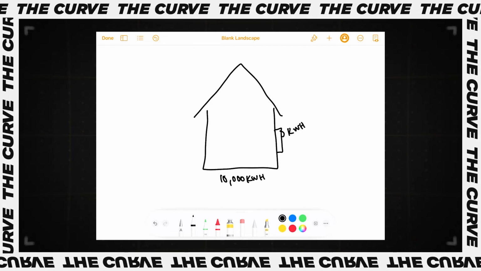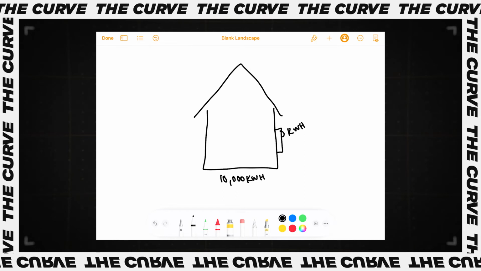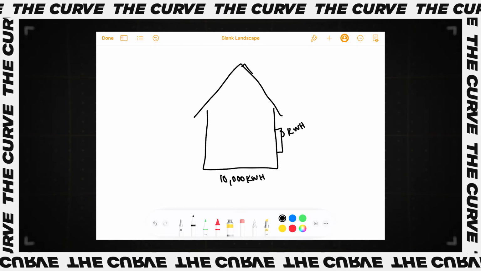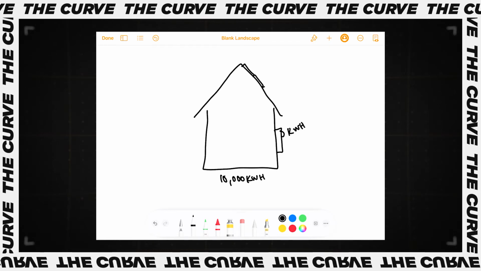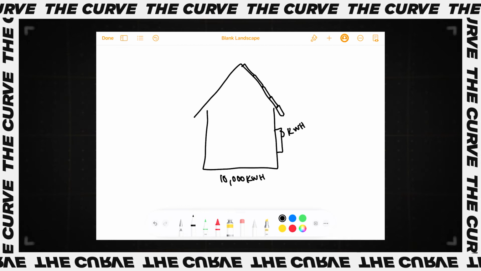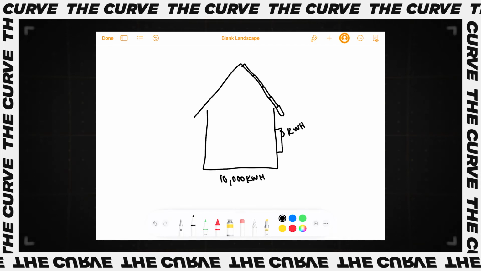It's totally dependent on how much energy the customer is using and which way the house is facing and how efficient those panels are. So they're going to come back and give us a design. And I'm going to draw some solar panels on here. So they come back and they say, hey, you're going to need X amount of solar panels.